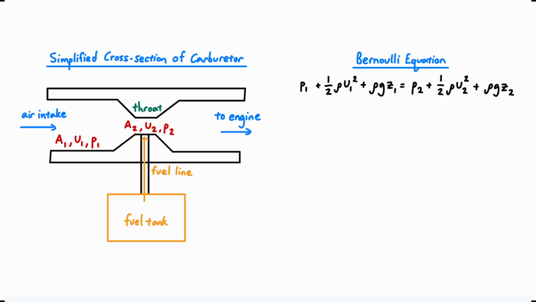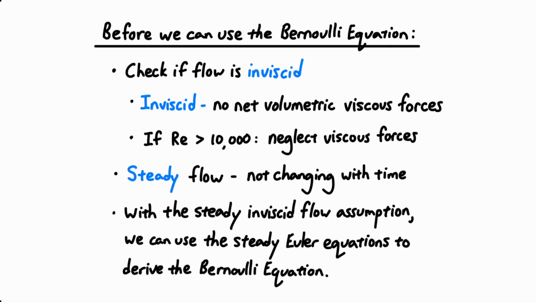We can explain the airflow through a carburetor using the Bernoulli equation. But before we can use the Bernoulli equation, we need to calculate the Reynolds number and determine if the flow is inviscid. A flow is considered inviscid if its Reynolds number is high enough such that the net viscous forces acting on the fluid can be neglected.